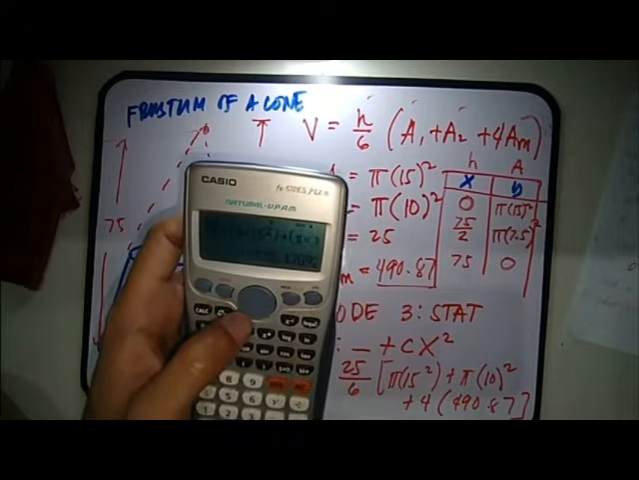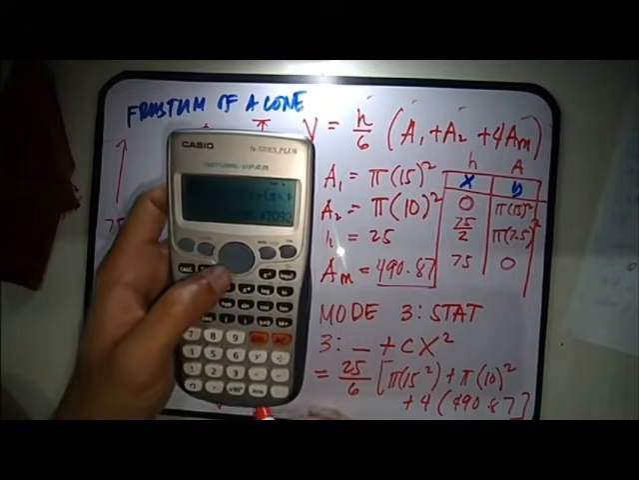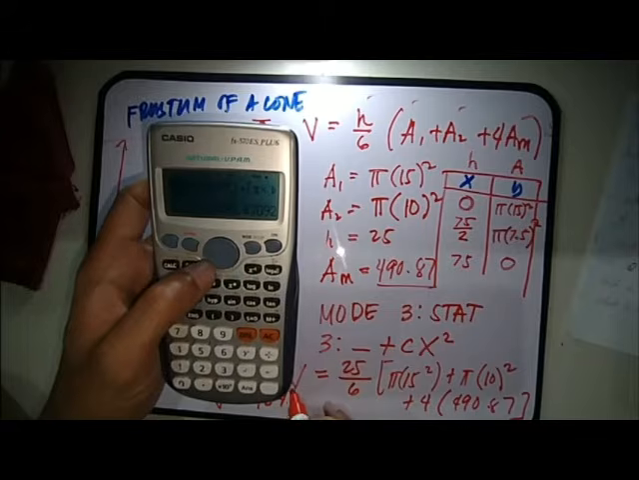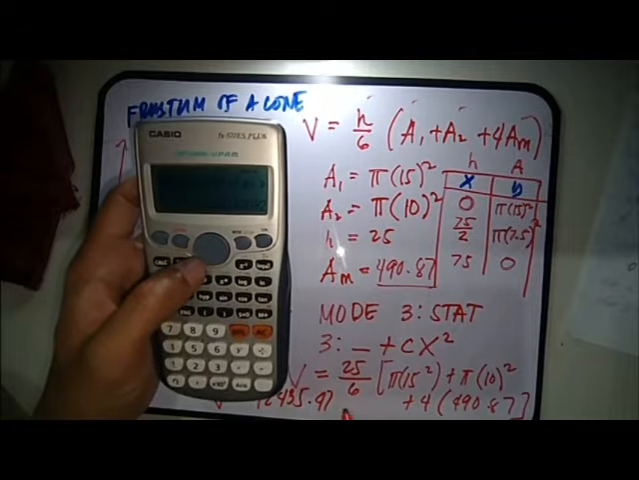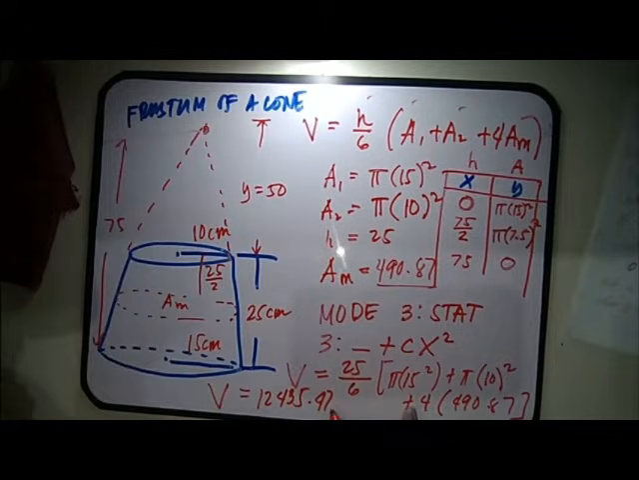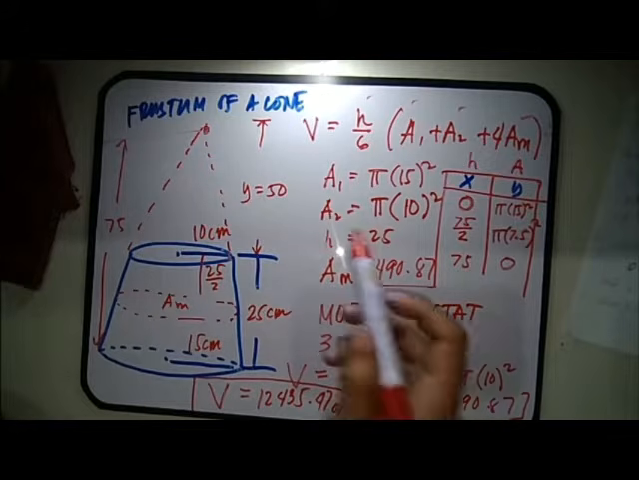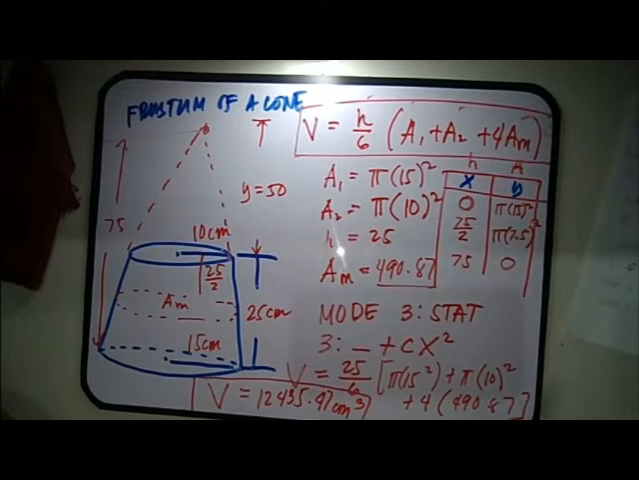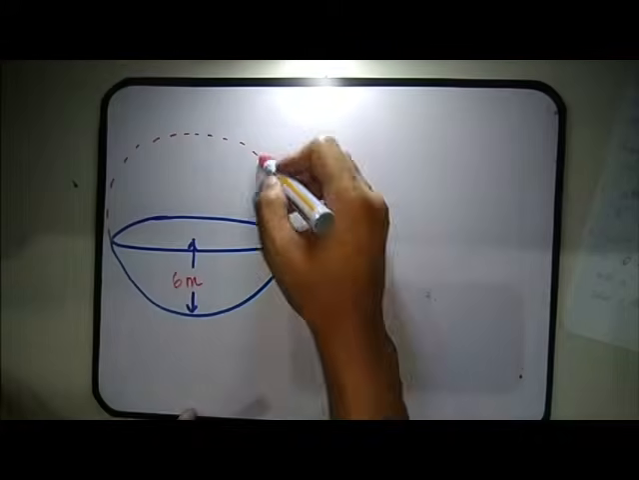So, you have 12435.47. So, ang unit natin is cubic cm. So, let's try our last problem. Guys, i-memorize lang natin yung formula, volume ng mga solid geometric figures.